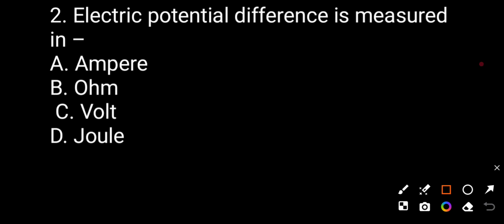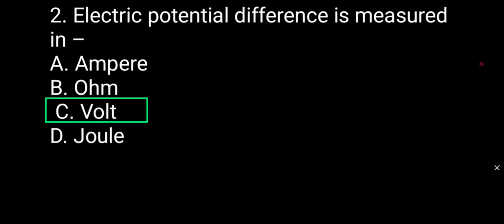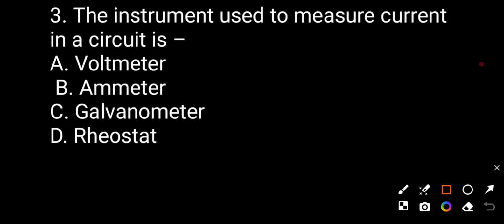Second question: electric potential difference is measured in option A ampere, option B ohm, option C volt, option D joule. So the electric potential difference is measured in volt, option C is correct. Now we see question number three.